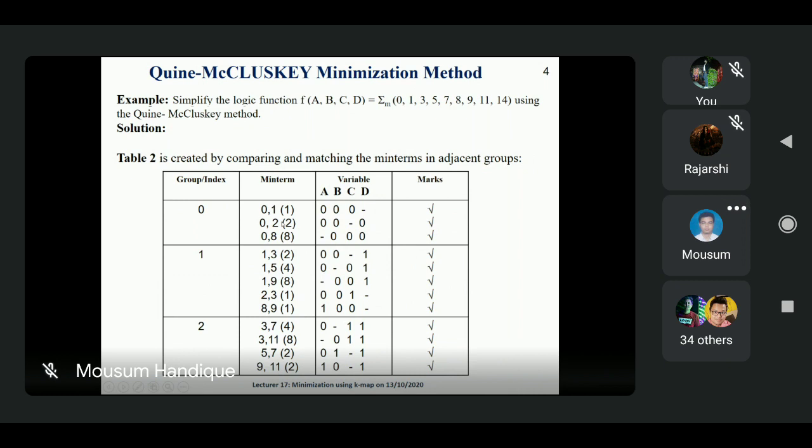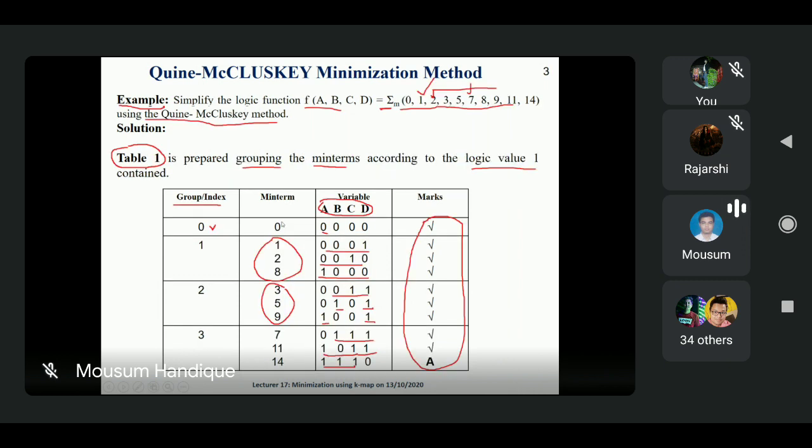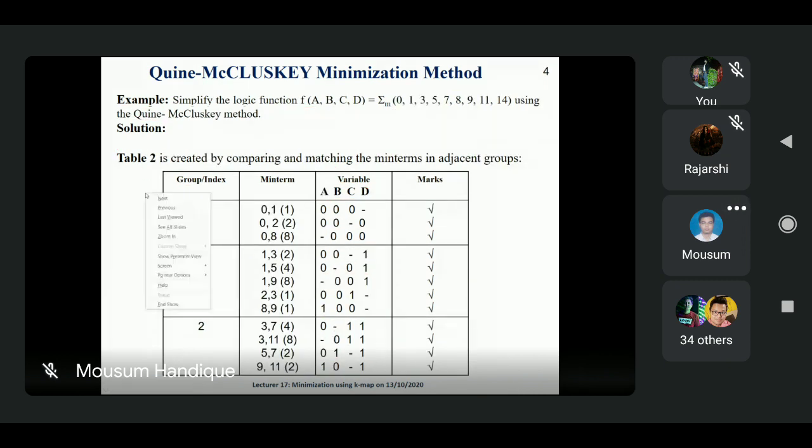Okay. So next, when table 1 is completed, we are going to table 2. See here, table 2 means what? Table 2 is created by comparing and matching the min terms in the adjacent groups of table 1. So this particular table 2 is created with the help of table 1. So table 2 is directly related to table 1.